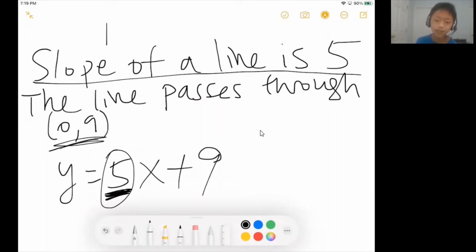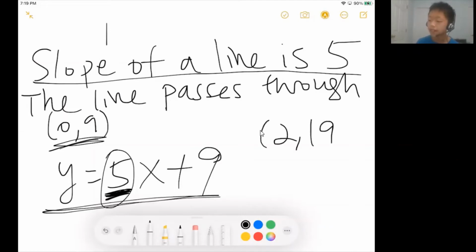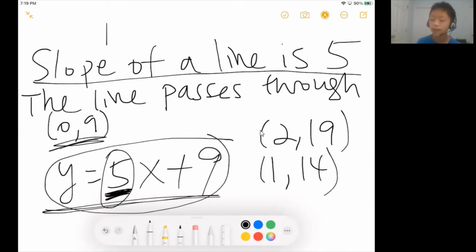And what this represents mathematically is that all the points that lie on this line must also satisfy this equation. So that tells us that the point, for example, 2 comma 19 must lie on this line, or the point 1 comma 14 must lie on this line. This equation represents the set of all points that lie on the line. So that's the mathematical interpretation of the equation of a line.